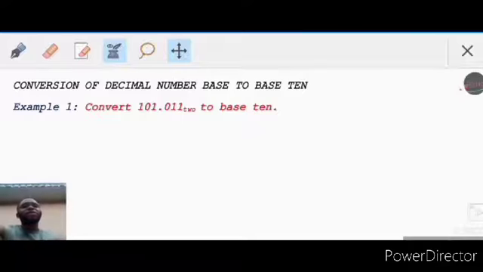Aspect: conversion of a number from another base to base 10. This aspect of the number system involves decimals, so you need to be very careful while solving it. Let's see what we can do.